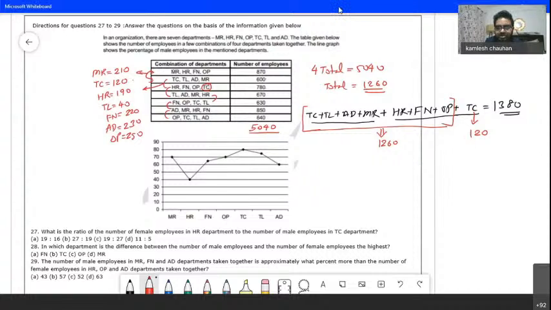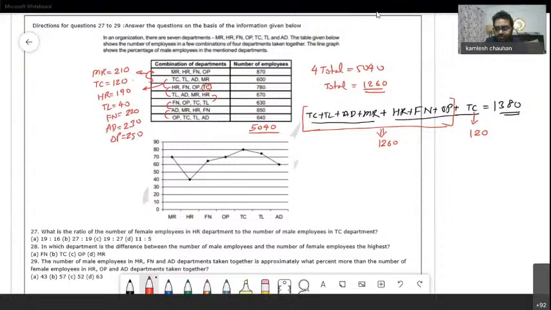So I want you guys to solve the questions now. Now solve these questions quickly. Question number 27 to 29.